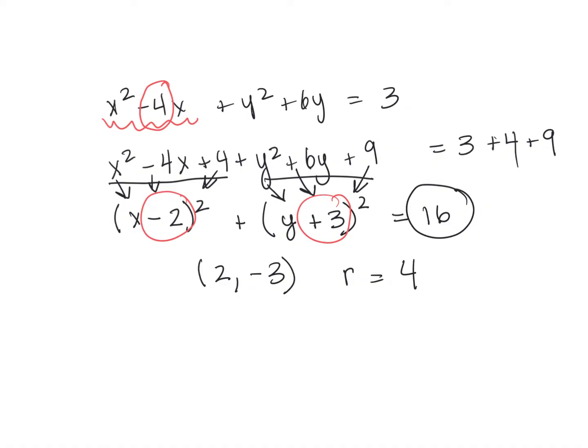All right. Which one shall we look at next? It does also say sketch the circle, which if you wanted to sketch it, you'd go 2 over, down 3. And then your radius is 4, so you'd go up 4, and over 4, and down 4, and then you sketch your circle in.